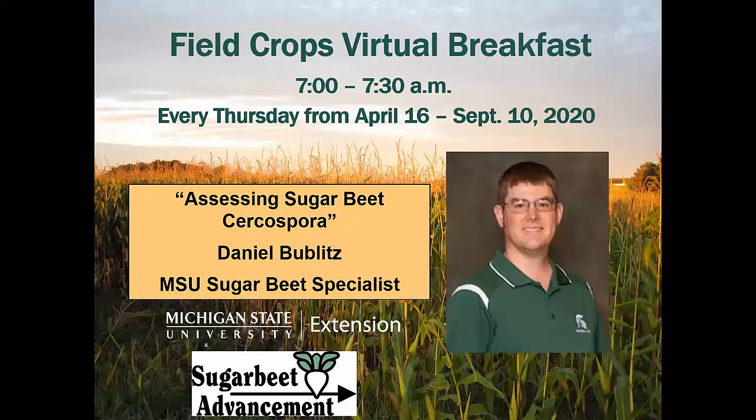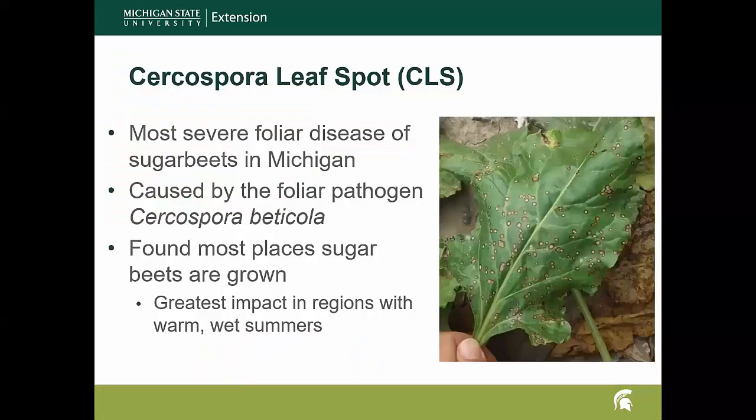I'm the sugar beet extension specialist here at Michigan State University, and today I'm going to talk about Cercospora leaf spot of sugar beets. So here in Michigan, we're very fortunate to have about 5 different species of leaf spot diseases that can infect sugar beets. And of those, the most severe is Cercospora leaf spot. This is caused by the foliar pathogen Cercospora beticola, and this pathogen is found in most places where sugar beets are grown, but it has the greatest impact in regions that have warm, wet summers.